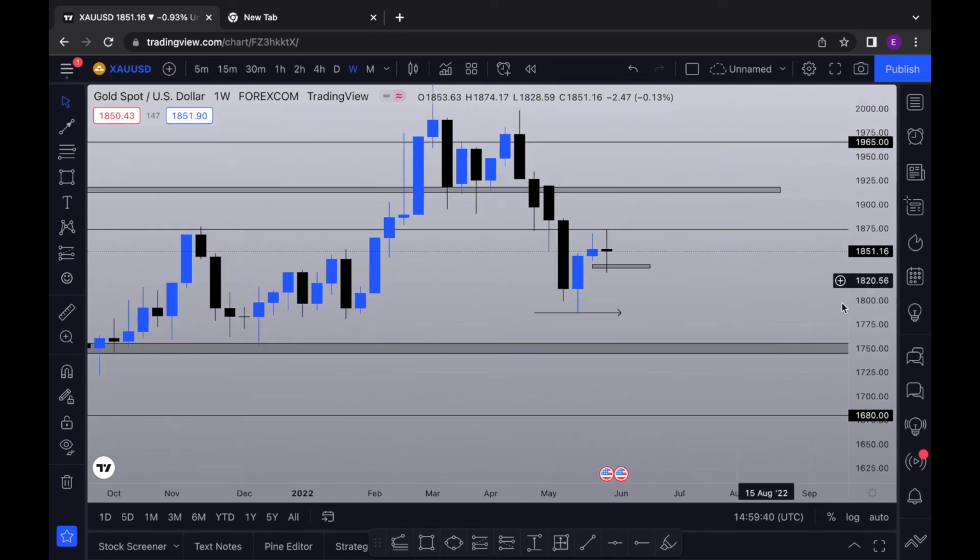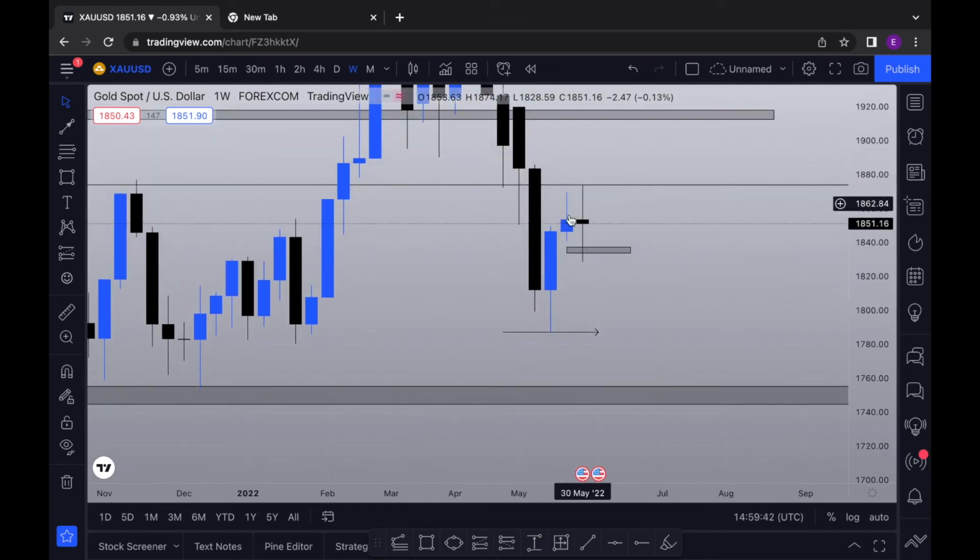Weekly time frame. Just look out for this. We'll have a first rejection here, second rejection. So if the market opens next week and goes back up a little bit and starts to reject back down, this is a confirmation for a sell. But if next week closes around here, then we'll see gold drop to 1757.